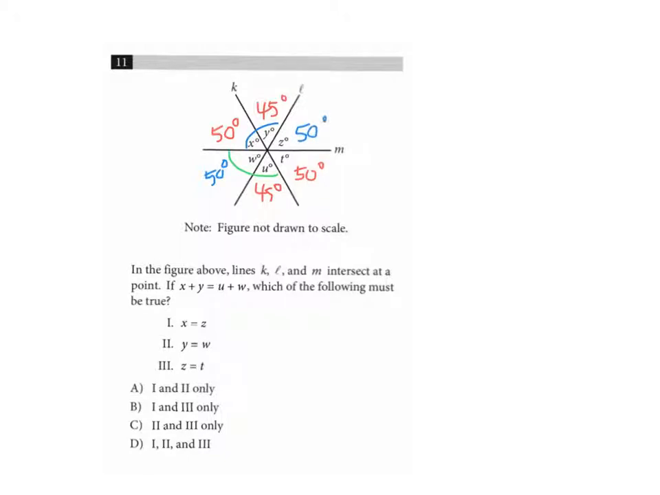So basically, now you just go through the Roman numerals and see which ones would work. Is it the case that x equals z? Well, x is 50 and z is 50, so that certainly checks out. You could literally put a check there.